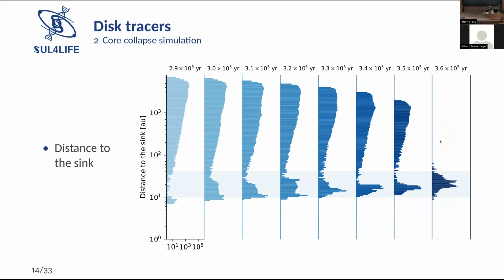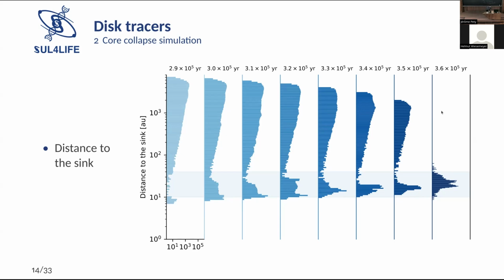So this is where the disk tracers are taken, and we can trace them back in time to know where the gas of the disk comes from. And this is telling us that only the gas that is within about 6,000 AU is what ends up forming the disk at the end of the simulation. Okay, so the gas that is further away from the sink is not going to form the disk at this stage.